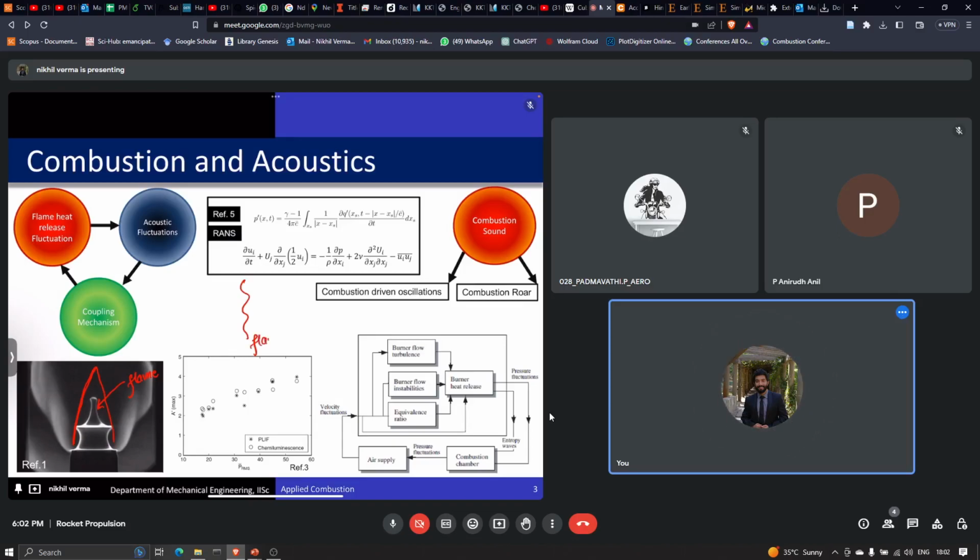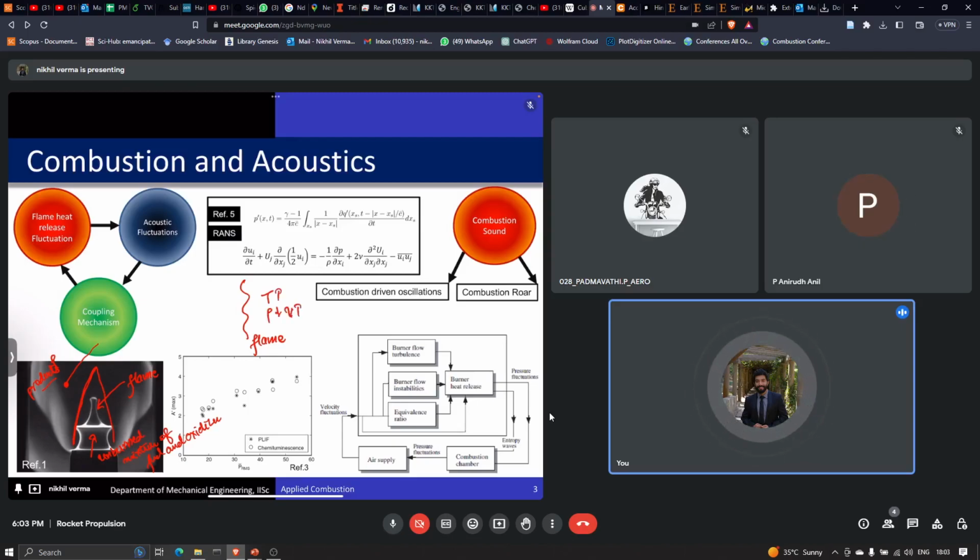This is a flame where from the bottom we have unburned mixture of fuel and oxidizer, right? And at the exit we have the products. Okay. Where we have products. Correct? Yes, sir. So across the flame, the temperature increases, density decreases, velocity increases, right?